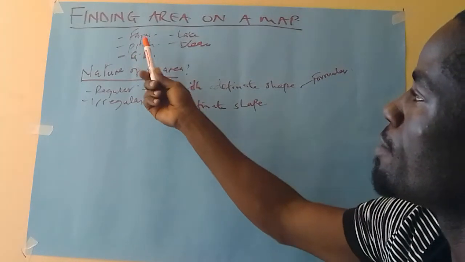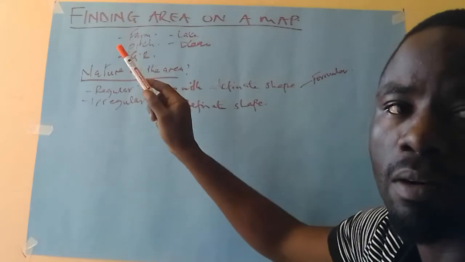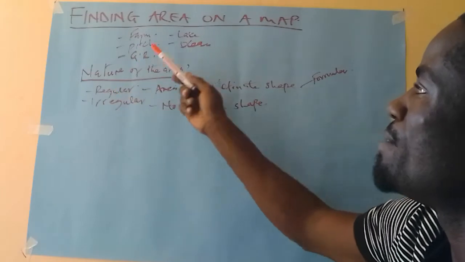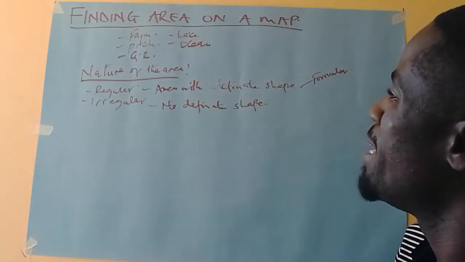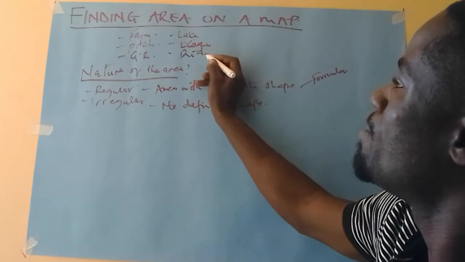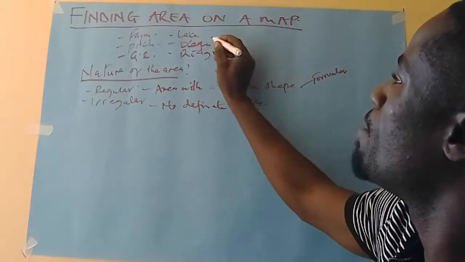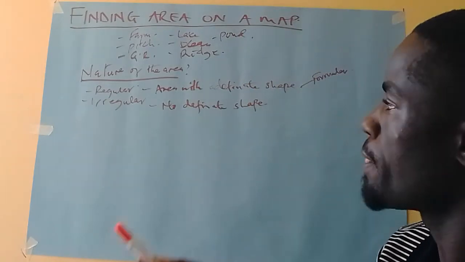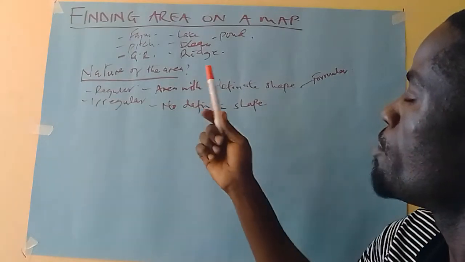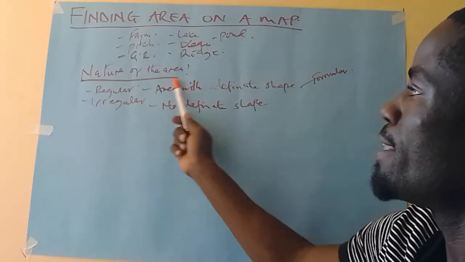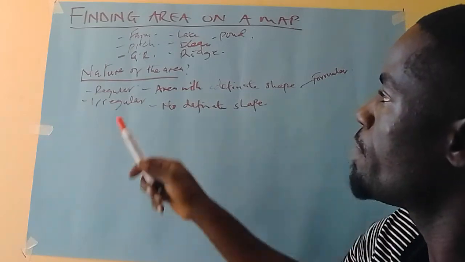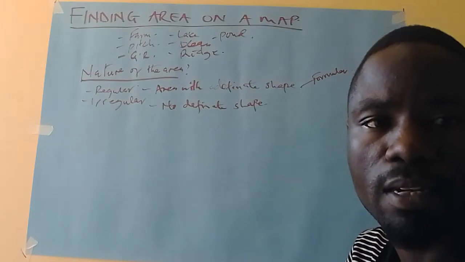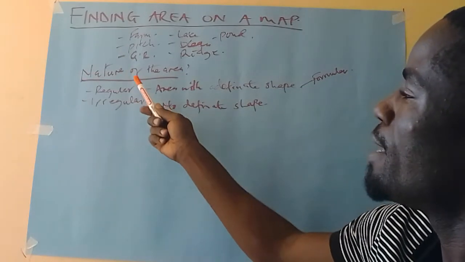So you may find that on the ground, over the area that was represented on the map, there is a farm, there is a football pitch, it can be a game reserve, it can be a lake, it can be a seasonal swamp, it can be a ridge, it can be an ocean, it can be a pond. So they are interested in finding the area that is covered by that feature. So you ask yourself, what is the nature of the area that is shown on the map? I've given you here examples of areas which are likely to be found on a map.